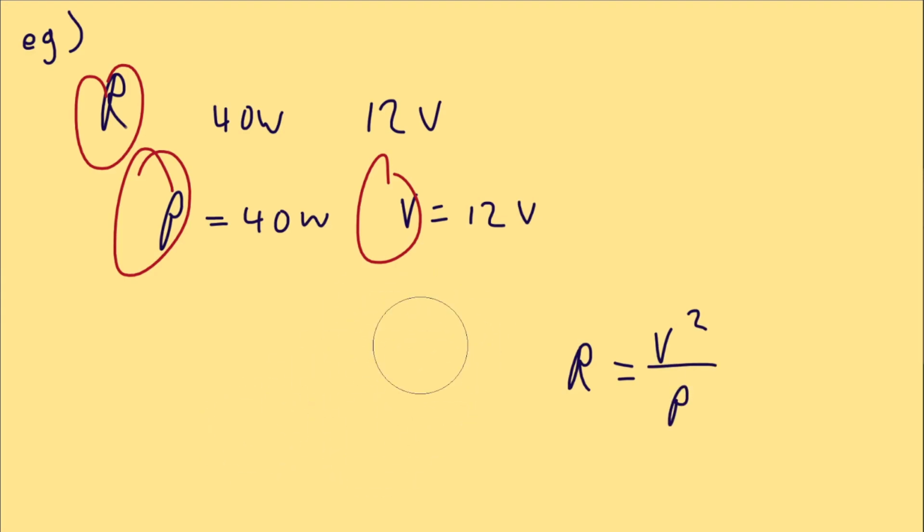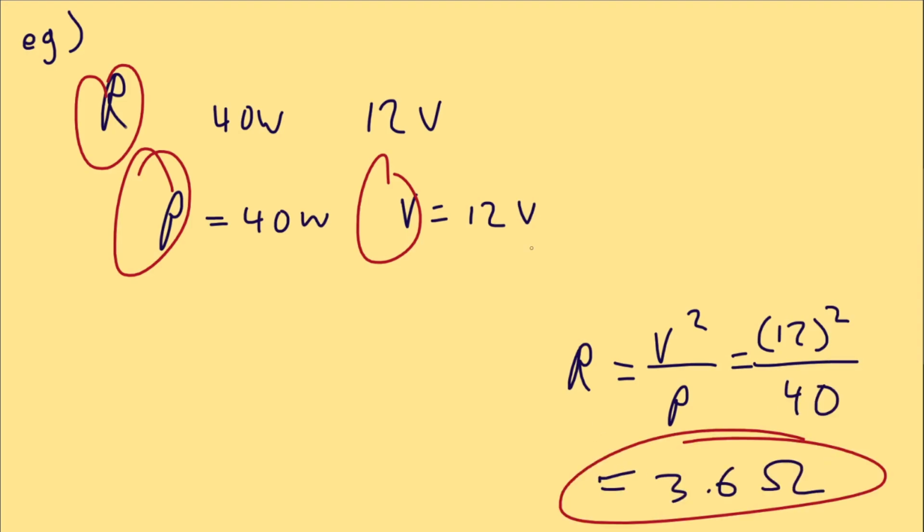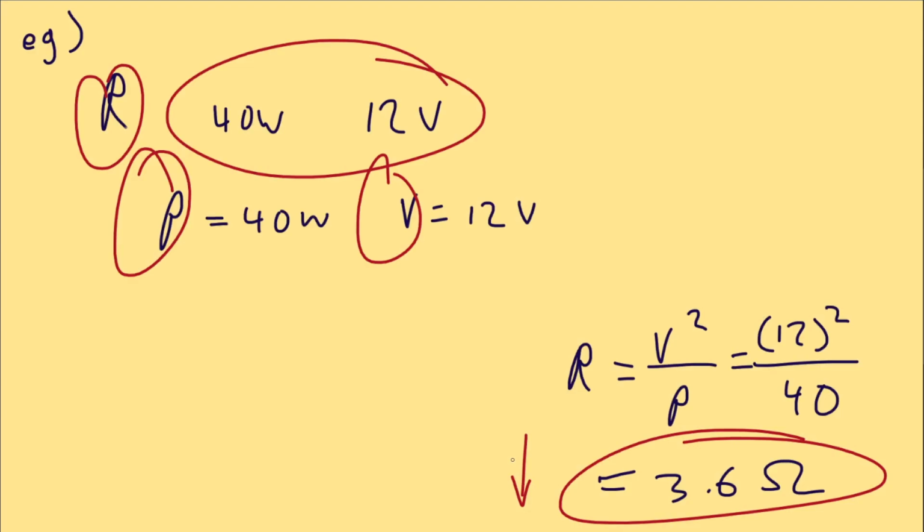If we plug in our values, with voltage being 12 and power being 40, our answer for resistance is 3.6 ohms. This is while the bulb is on and drawing power. But when it's cold, the resistance will be lower, which is what I talked about in the last video. That's why bulbs often burn out the moment they turn on, because there's a huge surge of current.